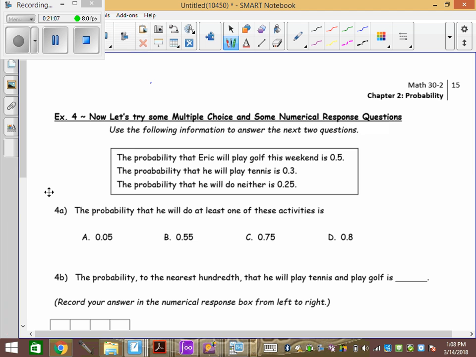We have the probability that Eric will play golf this weekend is 0.5. The probability he will play tennis is 0.3. The probability he will do neither is 0.25.